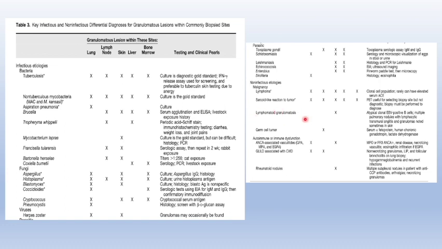Other lymphomatoid granulomatosis, germ cell tumors, they may also present with chronic granulomatous diseases. Autoimmune diseases like ANCA-associated vasculitis, GPA, MPA, they are also associated, and rheumatoid nodules. So these all may be showing chronic granulomatous lesions.